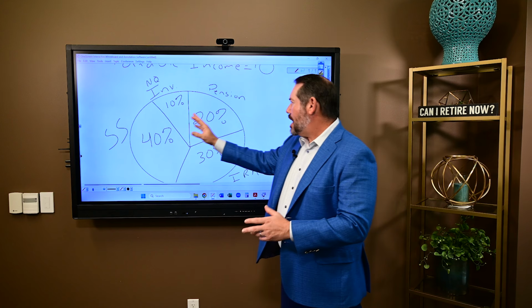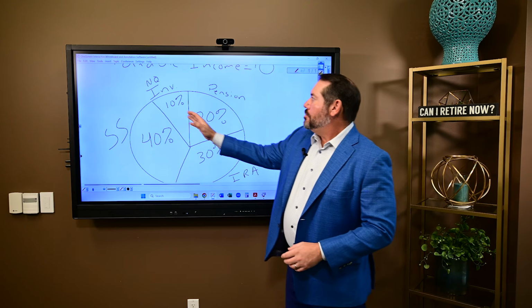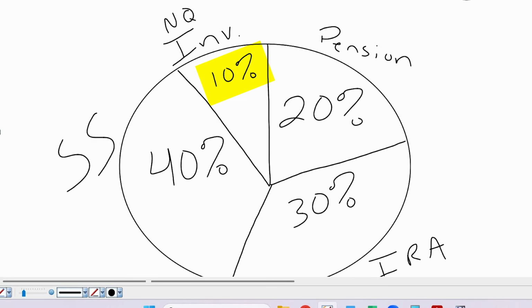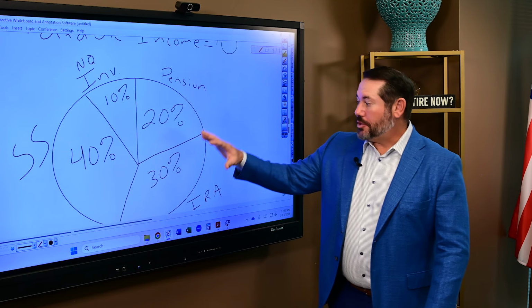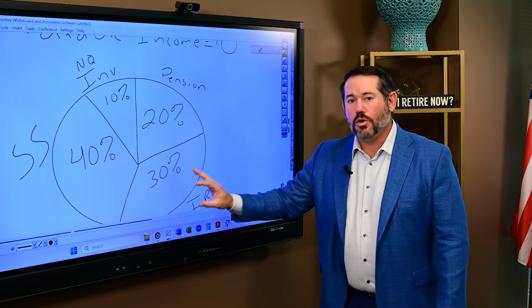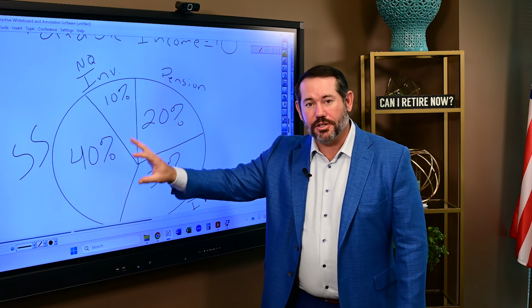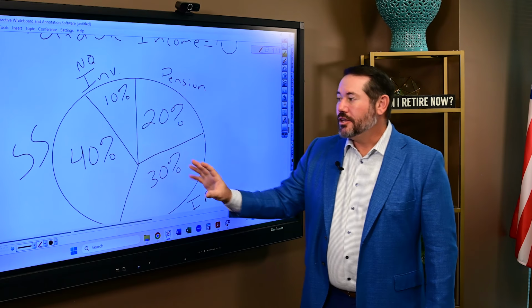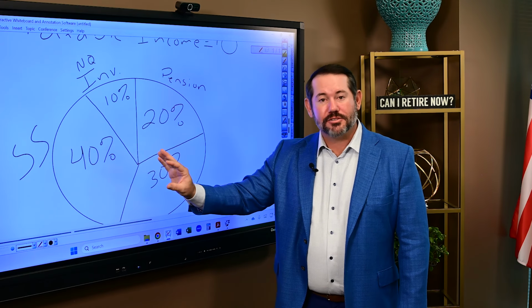This would not be that uncommon of a breakdown. Let's say this is our income pie. 10% of our income comes from non-qualified investments, so interest, dividends, etc. Say we have a pension that equals 20%, IRA withdrawals 30% of our income pie, and Social Security 40% of our income pie for this example. The thing to understand is that the larger the pieces of pie here, the more the IRS is going to want a piece of your Social Security slice. As these get bigger, especially the pension or the IRA withdrawals, your slice of Social Security pie gets smaller.